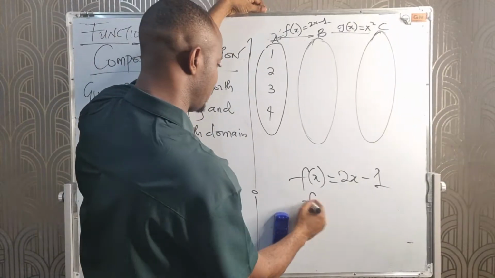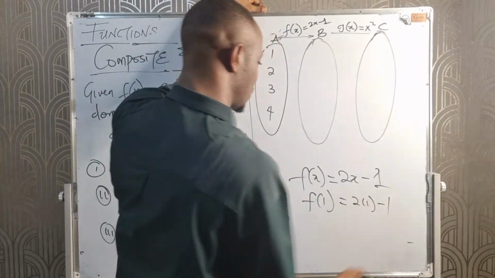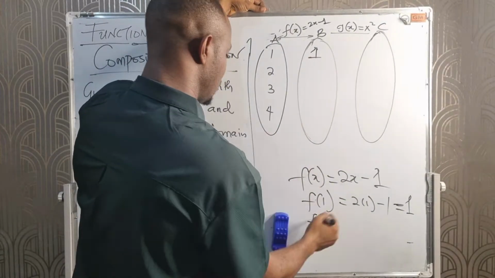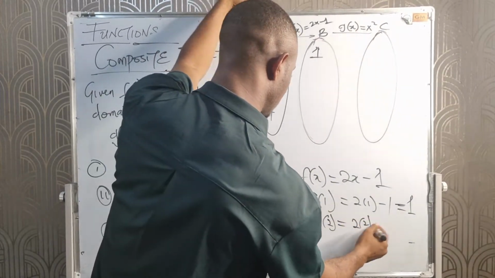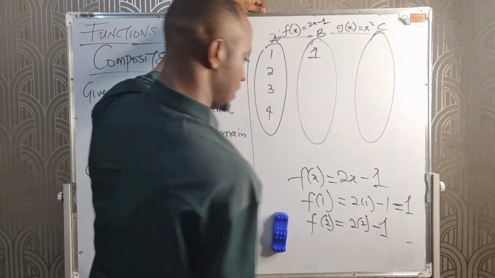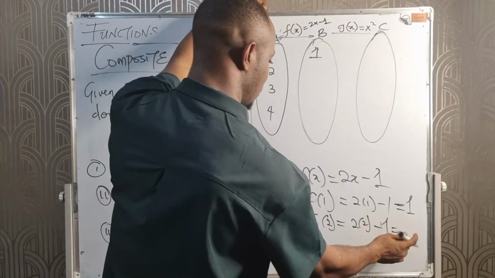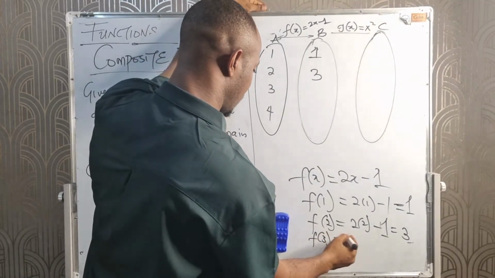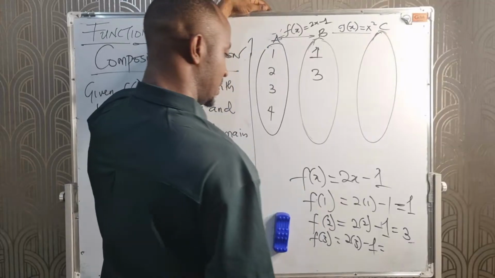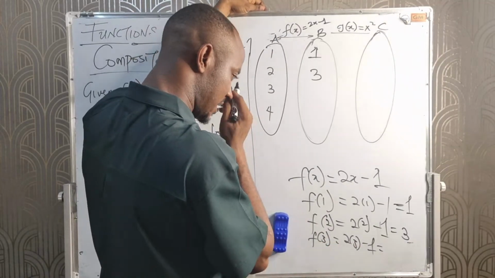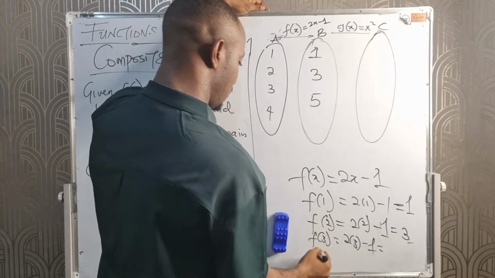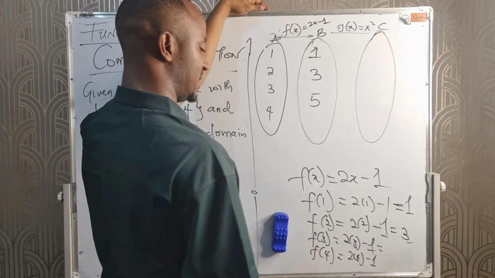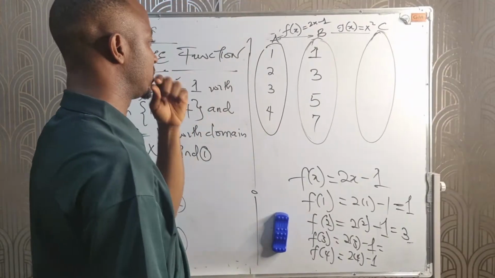So for f of 1, that will give me 2 times 1 minus 1, and the answer is 1. Is that clear? So here I have 1. For f of 2, we have 2 times 2 minus 1, which is 4 minus 1, we have 3. For f of 3, that will give us 2 times 3 minus 1, which is 6 minus 1, and that is 5. For f of 4, that will give us 2 times 4 minus 1. 2 times 4 is 8 minus 1, that will give us 7. Okay, we are done with this.